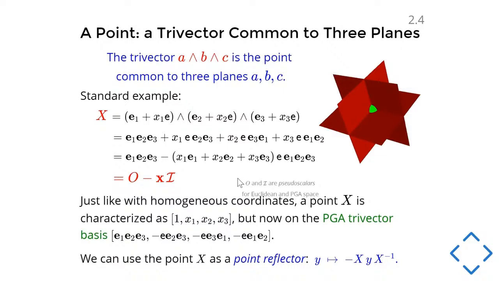These will occasionally occur in the rest of my presentation. We'll call this O because it's the point at the origin, obviously, when x equals 0. And we call this I. That's a common term for the biggest element that you can make in a space, the pseudoscalar.